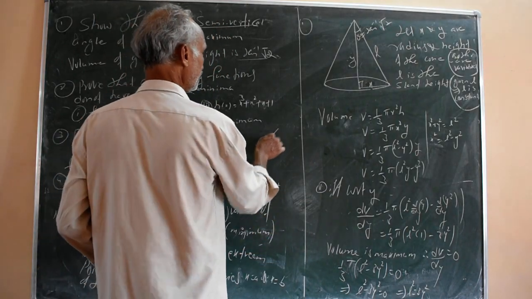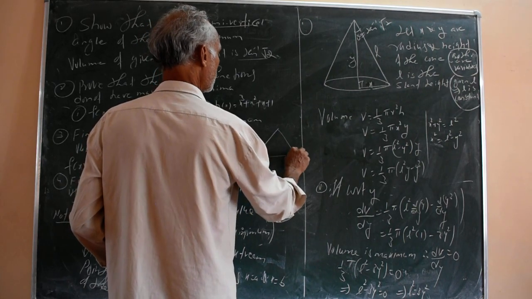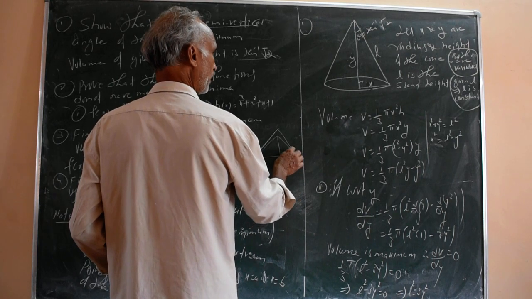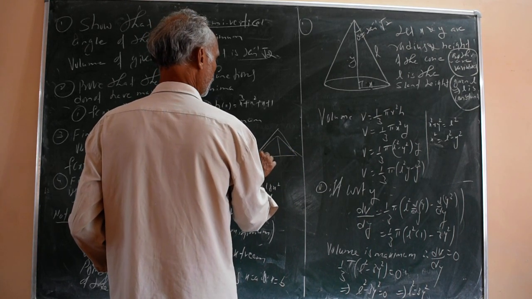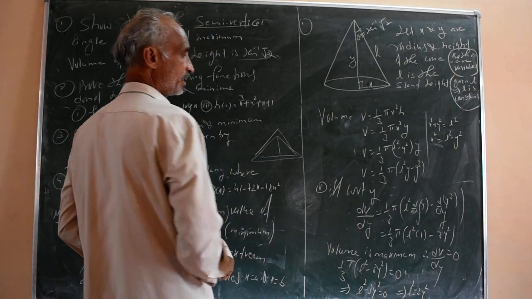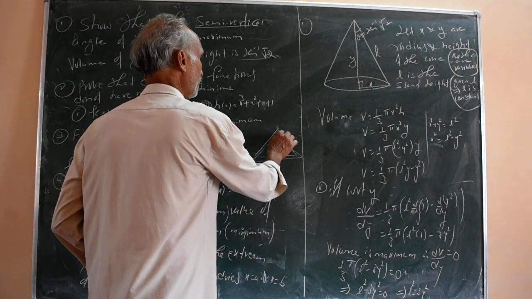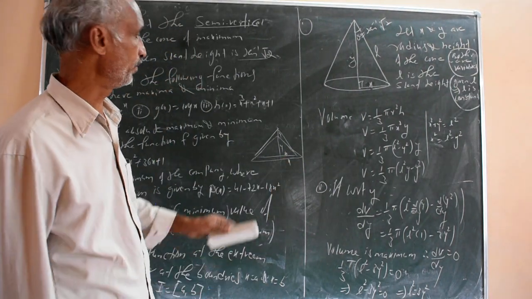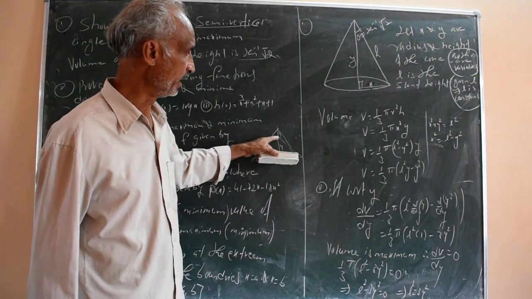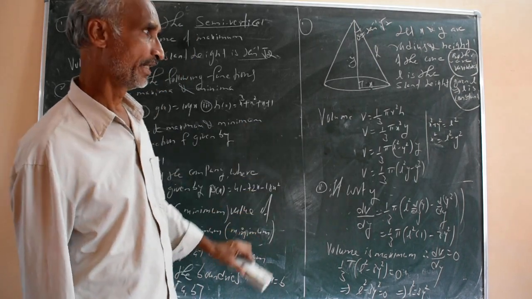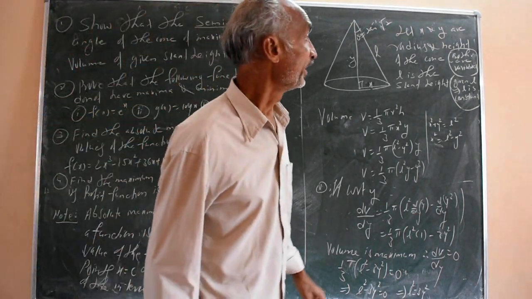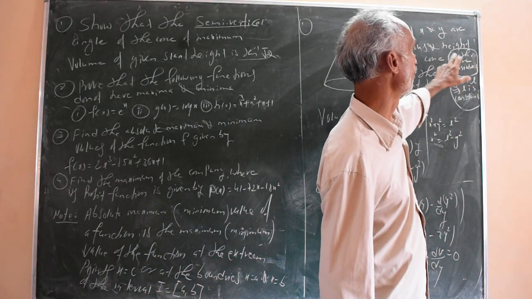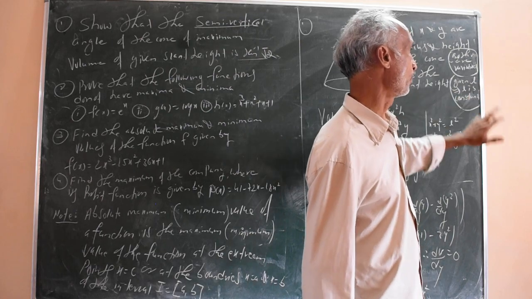Okay. This is the fixed slant height. If this height changes, automatically x and y also change, this y and this x. But this height, the slant height L, remains constant. Given L implies L is constant. Both x and y are variable. Given L implies L is constant.